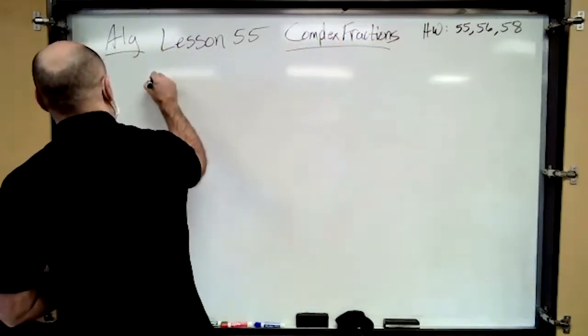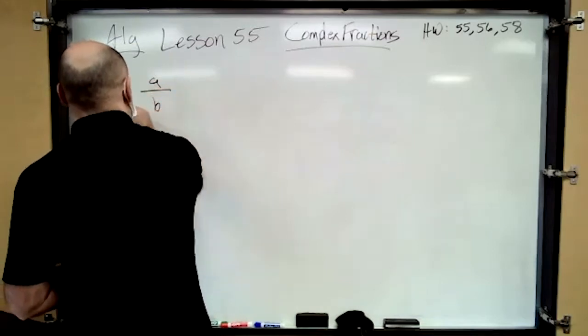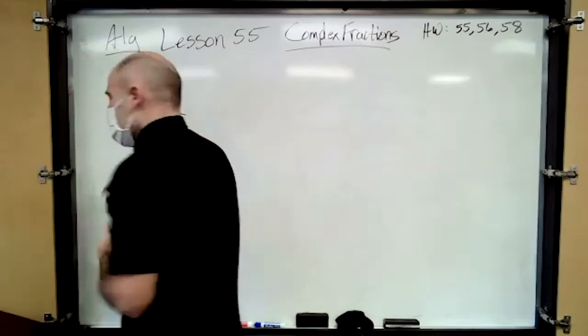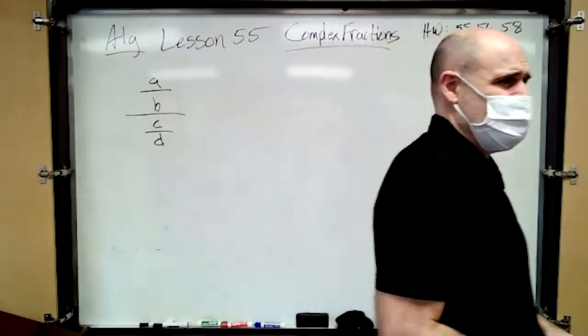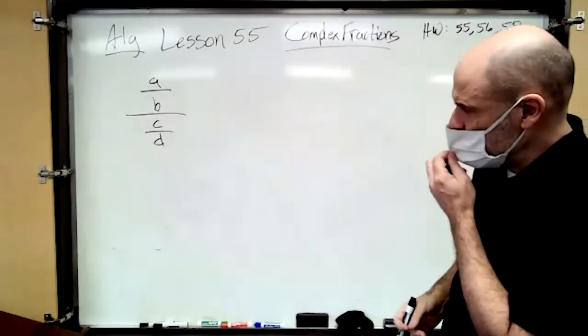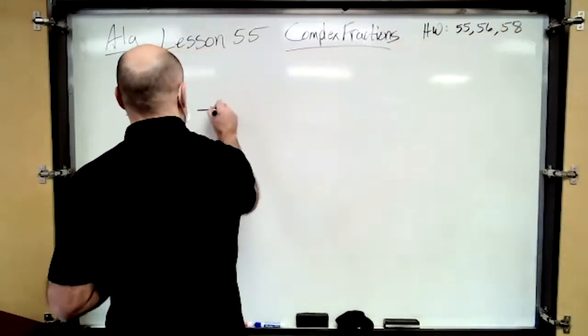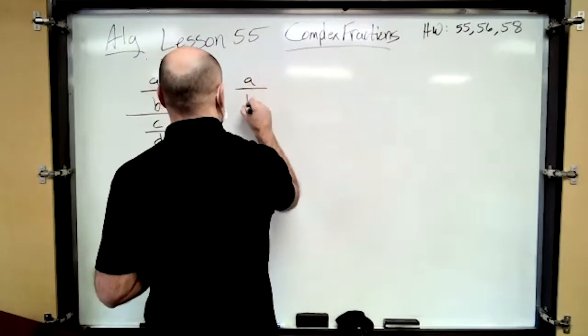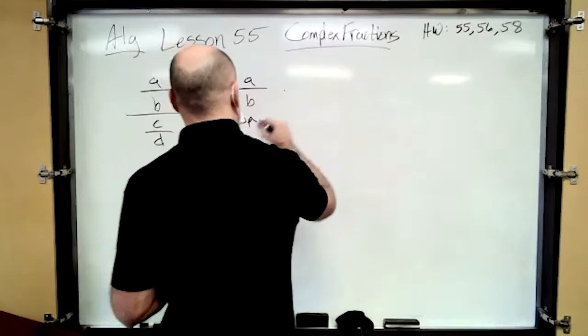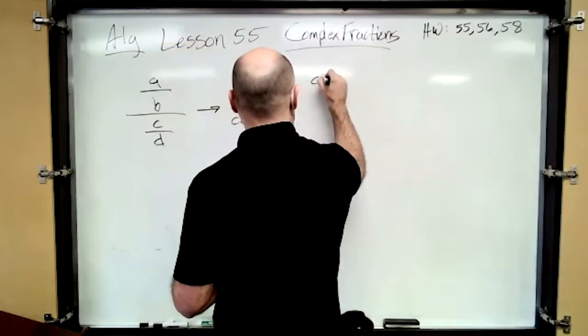So for example, if I have A over B over C over D, how do you divide fractions? Copy, dot, flop. So which one are we copying? A over B. So A over B, copy, dot, the division symbol, and then we're flopping the C over D.